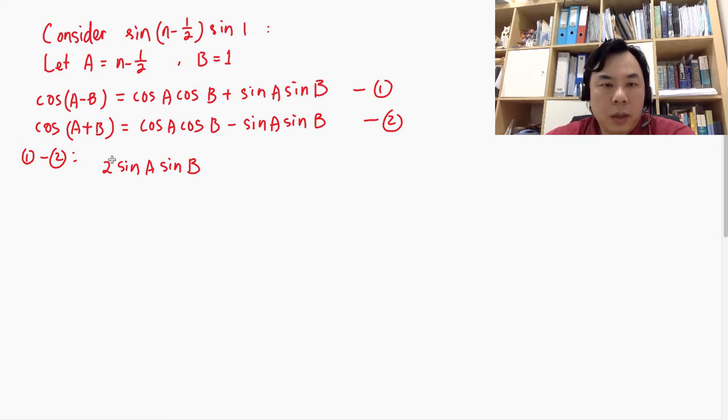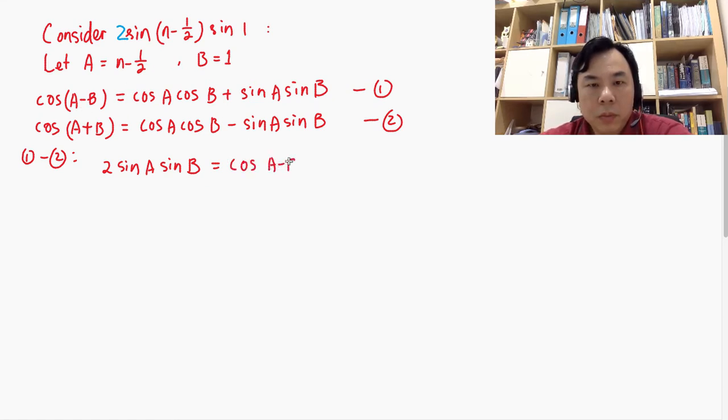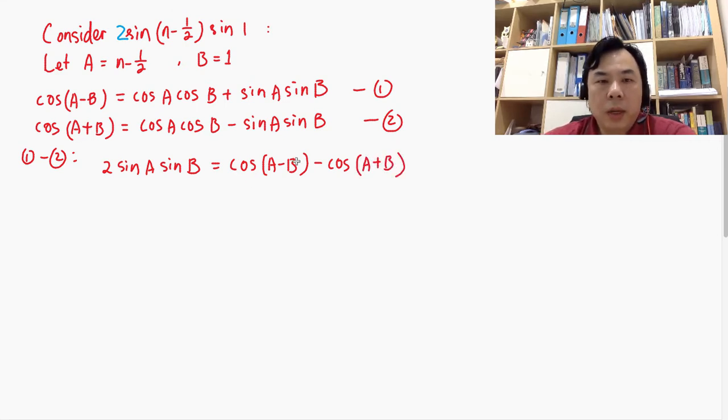All right. Now, there's a 2 already. So since there's a 2, I might as well consider this then. It will be much more direct in this case. So therefore, the 2 sine A sine B is actually equivalent to cos(A minus B) subtract off with cos(A plus B). Okay, so there you go. This is our identity that we can use now.